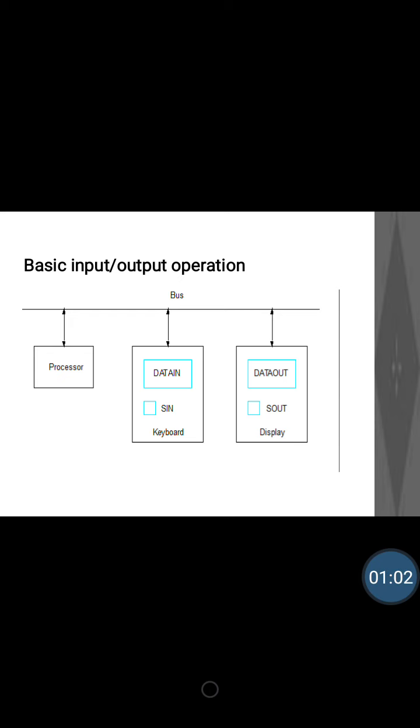Now let's consider an example of reading a character from a keyboard and producing a character output on the display screen. I am reading a character from the keyboard, and the same character I am displaying on the display screen. The simplest way to perform this is by making use of program controlled IO. In the diagram you can see we have a processor, a keyboard, which is the input device, and a display, which is the output device.